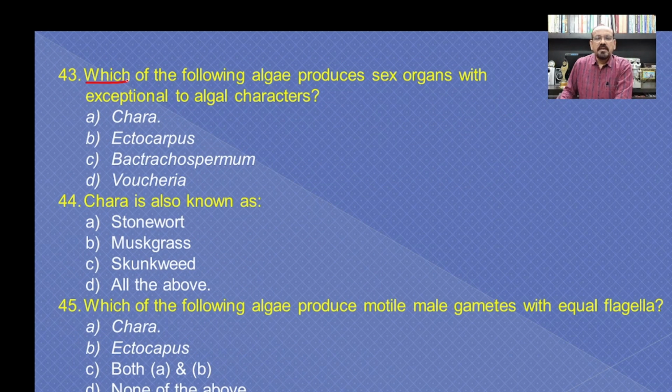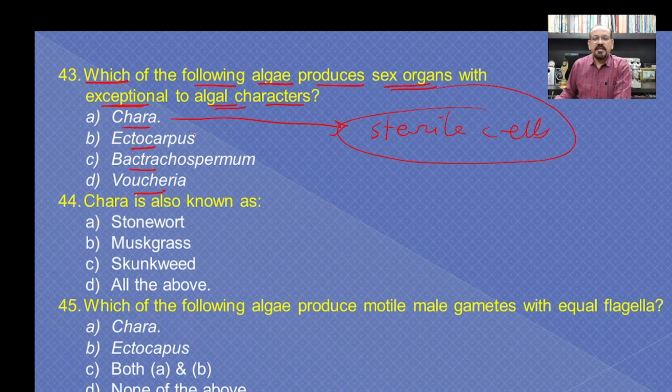Then, which of the following algae produces sex organs with exception to algal characteristics? Now, Chara, Ectocarpus, Batrachospermum and Vaucheria. If you see the sex organs of Chara, they are encircled by sterile cells, which is not the characteristic feature of algae, while in Ectocarpus, Batrachospermum and Vaucheria, the sex organs are not encircled by sterile cells, and hence Chara will show the exception to this algal characteristic. Then, Chara is also known as, earlier we have seen, stonewort as well as musk grass. Even Chara is known as skunkweed, and hence all of the above become the answer for this question.